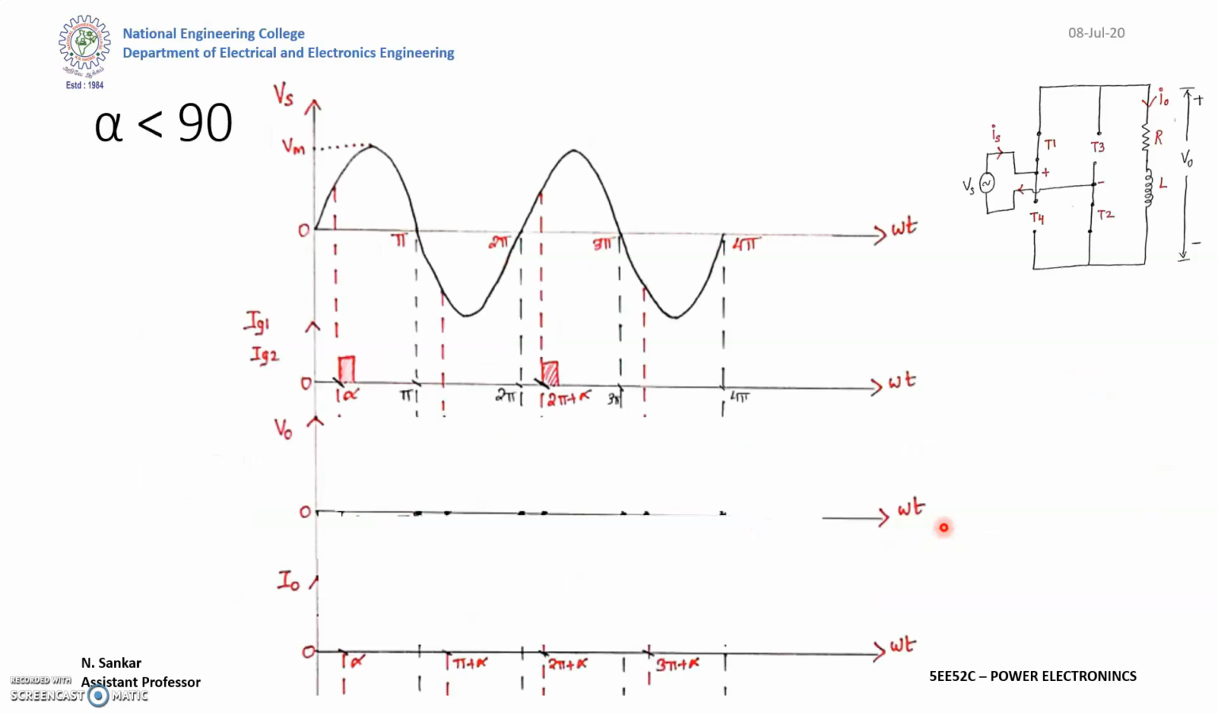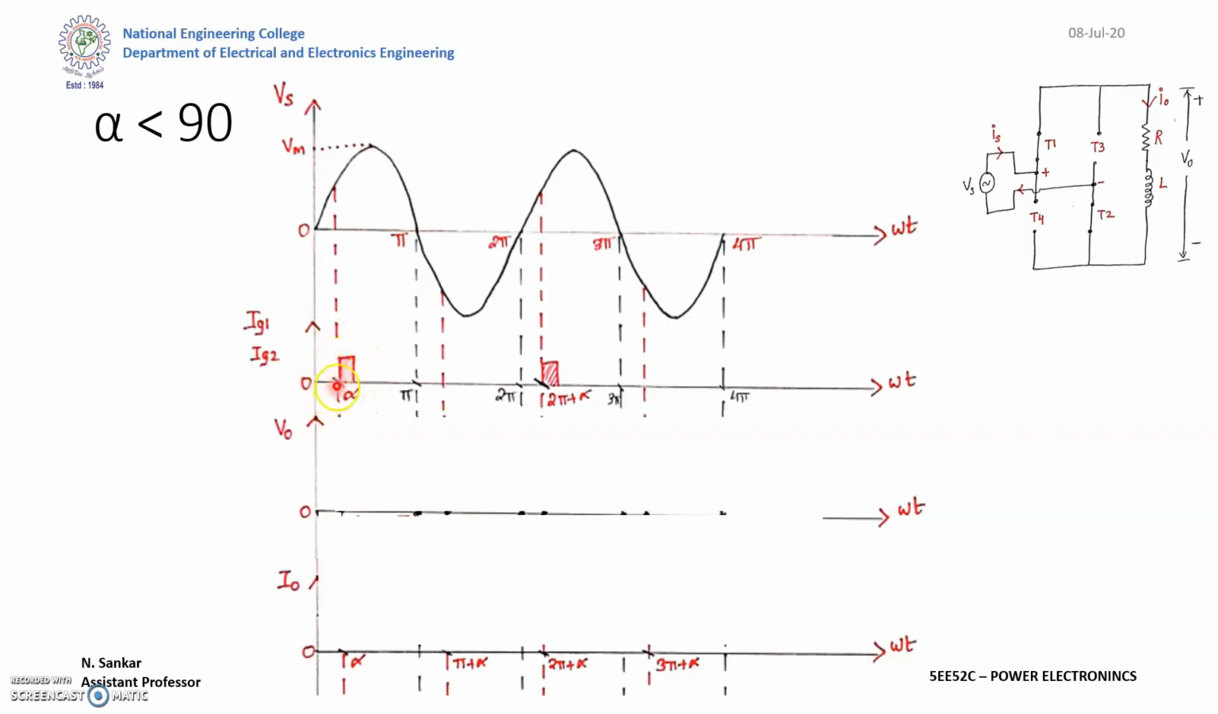Now we're going to see the waveform. So this is our input AC voltage waveform. Here we are applying the triggering pulse for the positive half cycle. I have drawn a sine wave for 2 cycles, so from 0 to 2 pi and then 2 pi to 4 pi. For each positive cycle we are applying a triggering pulse at alpha. So at alpha we are applying a triggering pulse.